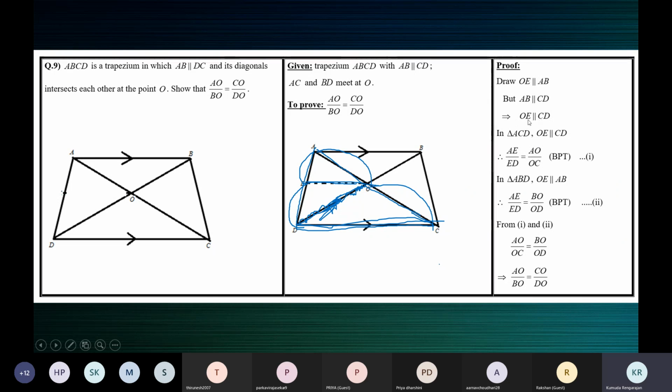Then when you take OE parallel to AB, AB will by default be one side of the triangle. We have OE, right? Take E, which lies on AD, this side, and you need to include this one. So the triangle is DAB. DAB is a triangle, this one.